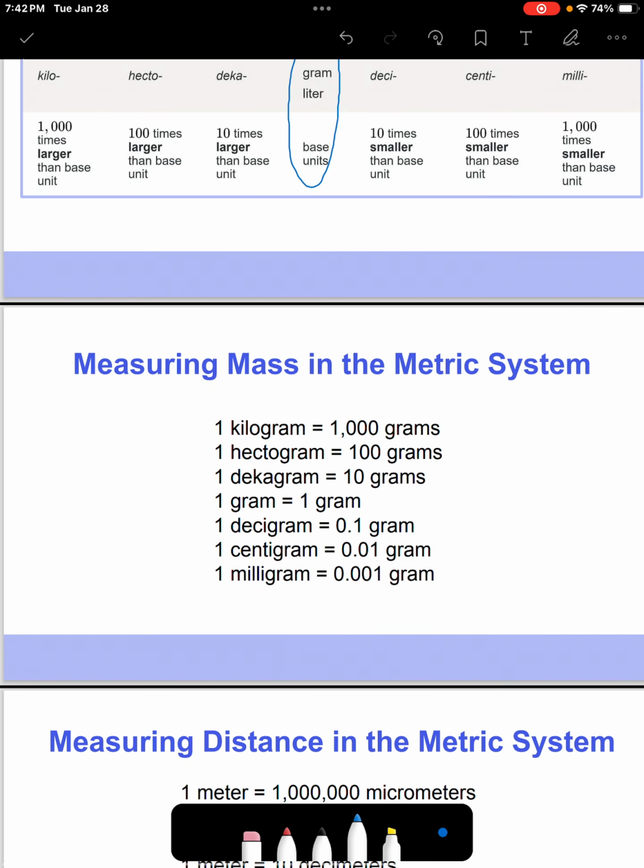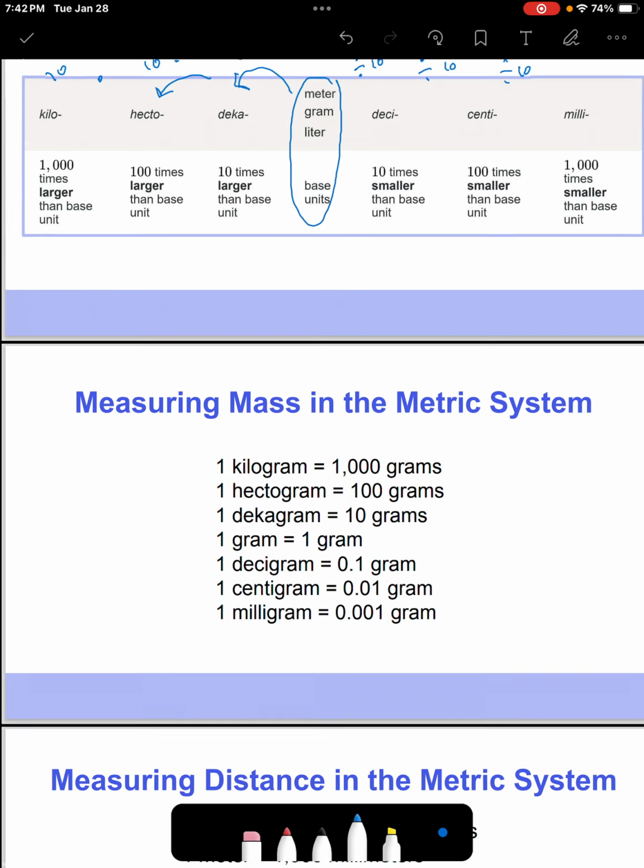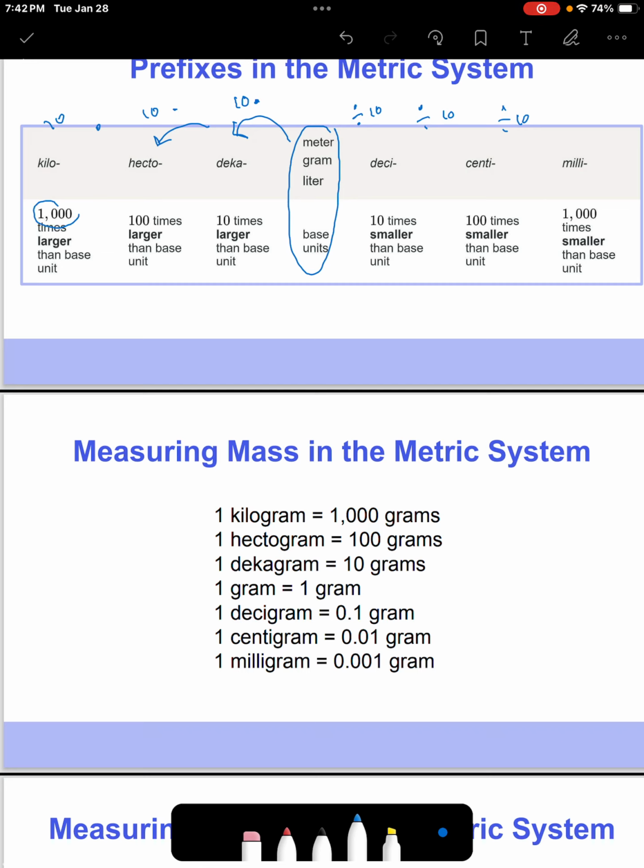So here are your conversions for measuring mass. 1 kilogram is 1,000 grams, because kilo means 1,000. So a kilo is 1,000 grams. Hecto is 100 grams. A deca is 10 grams. So that's your conversions.